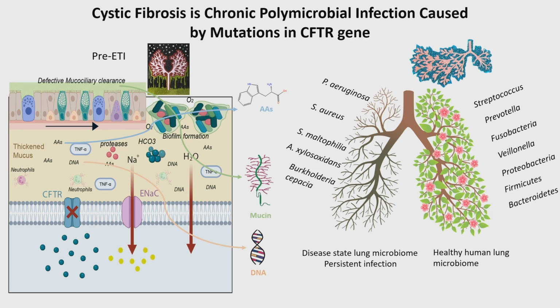The most common pathogenic bacteria in cystic fibrosis are Pseudomonas aeruginosa and Staphylococcus aureus, and these bacteria interact together in the cystic fibrosis lung to create polymicrobial infections. That's why the lung microbiome in cystic fibrosis is very different from a healthy lung microbiome.